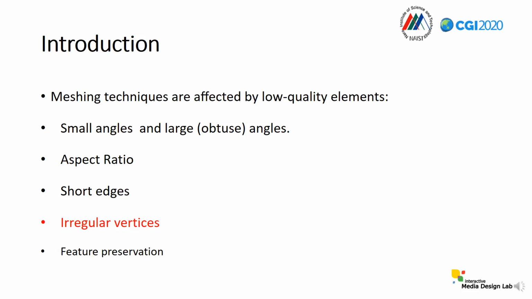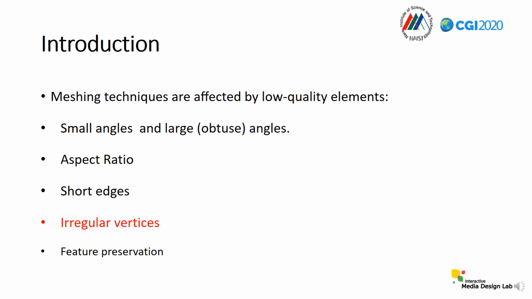elements for surface mesh. Aspect ratio is the ratio of the large edge to the short edge of a triangle. Similarly, if we have short edges, short edge is directly related with the small angle of a triangle. So short edges are also bad elements or low quality elements.